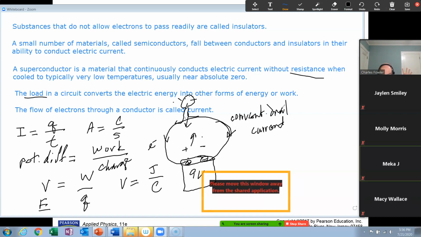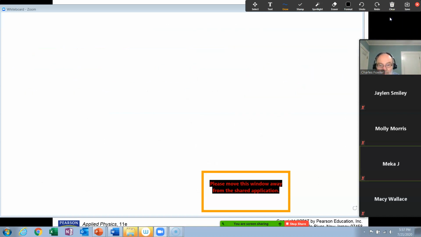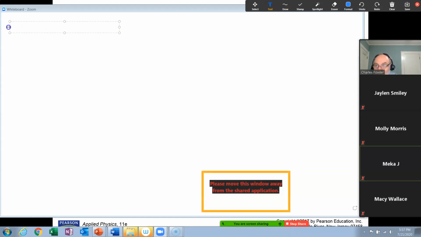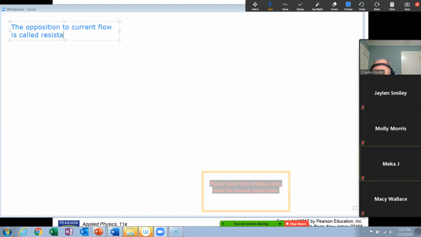Now, there are four main factors that enter into resistance. So I think I will go to a new slide and do those. Let's clear the drawings here, and we will start over with resistance. I may go on and type that one in because these are fairly important. So let me type the first, and this is going to be text now. The opposition to current flow is called resistance. It's a pretty simple definition, resistance.